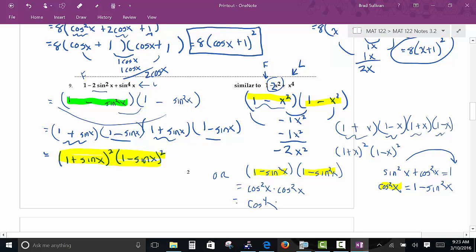Cosine to the fourth x, because you're adding exponents, right? Just dig in your algebra background. If you have x squared times x squared, that's x to the fourth, right? So you can do it that way. That is a valid answer. That's a simplified answer. It's a totally different approach to the problem, but it's also correct.